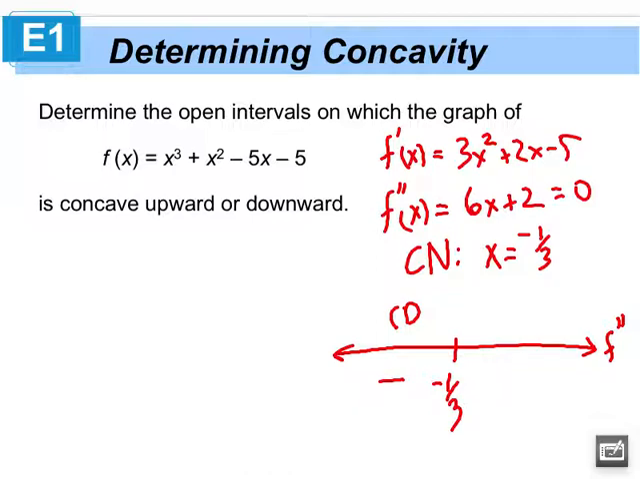Mary, what number would you like to choose over here? 0. 0's a good call. What do you get? Positive. So wait, how would you determine concave down? Because it's negative? Where the second derivative is positive is concave up. Where the second derivative is negative is concave down.